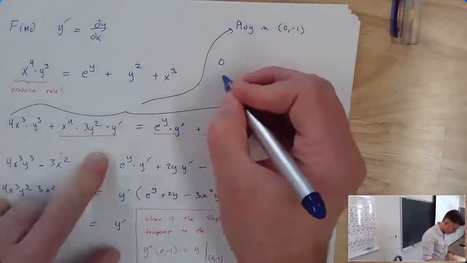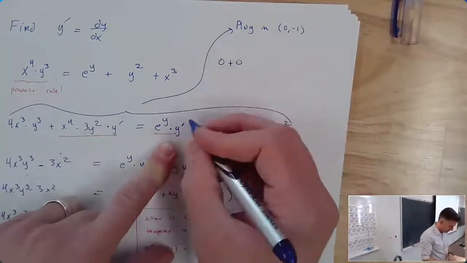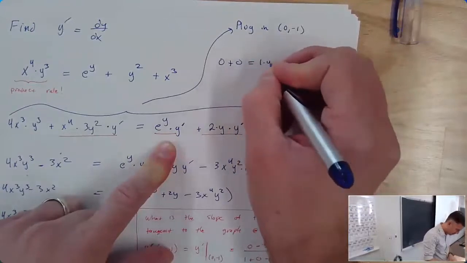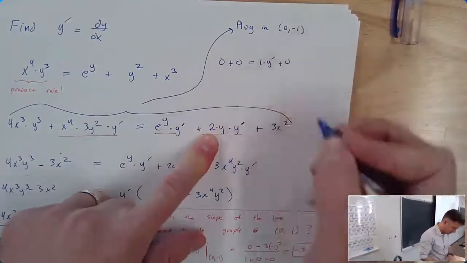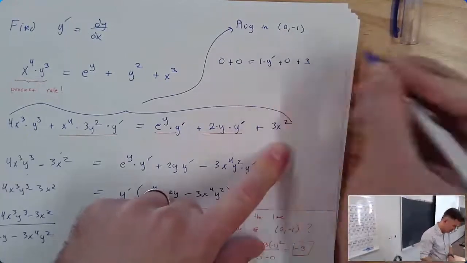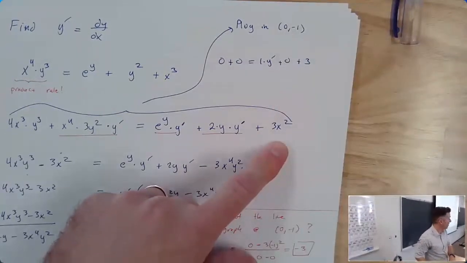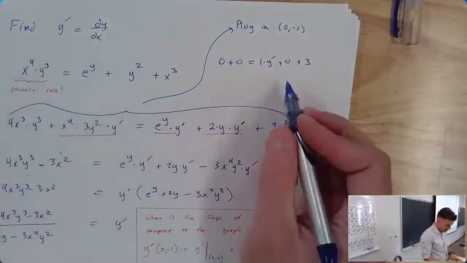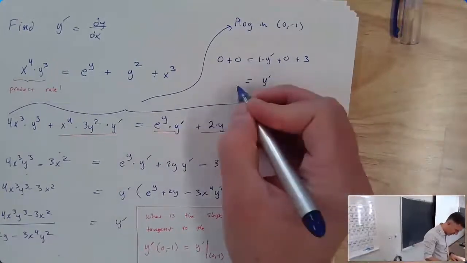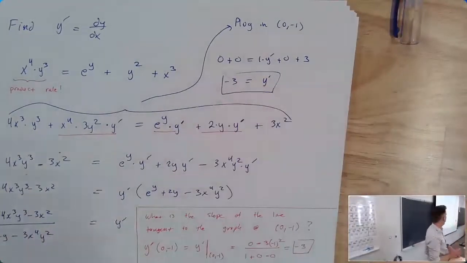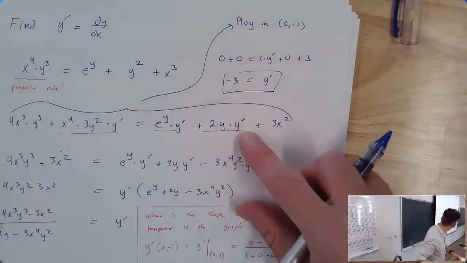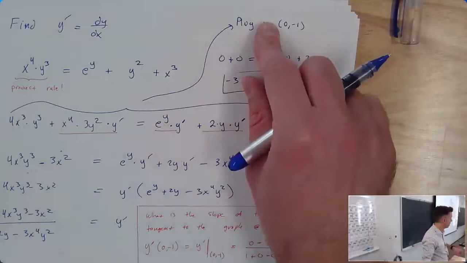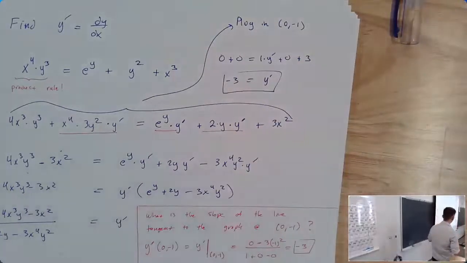0, 0, e to the 0 times y prime, 0, 3. That is really easy to find y prime if they're just asking us to find it at this particular point. And this one's extra easy because one of the things is 0. But doing this, we get y prime equal to -3. So I really want to make a strong case that if they're just asking you to find the slope of the tangent line at a particular point, take the derivative of both sides and then immediately plug in that point.